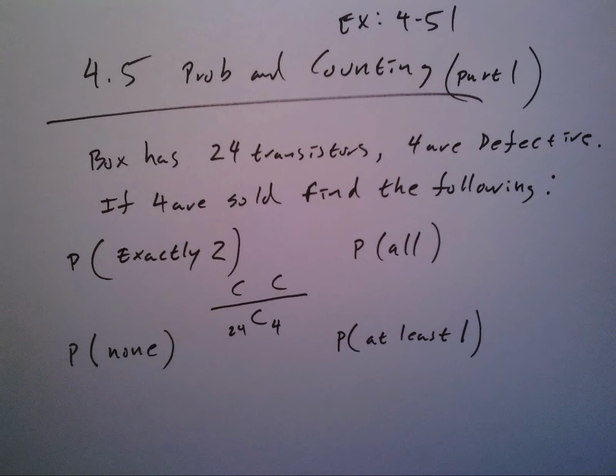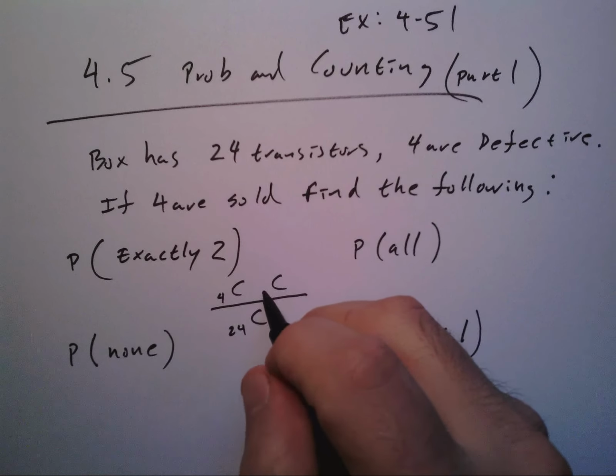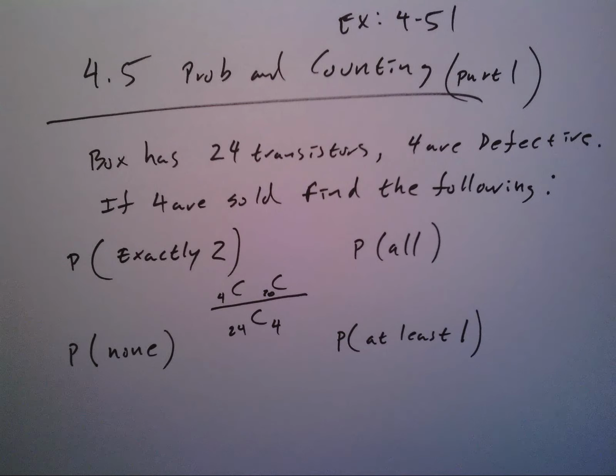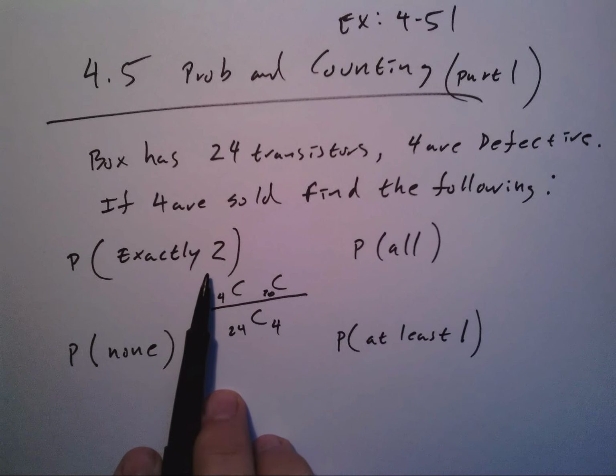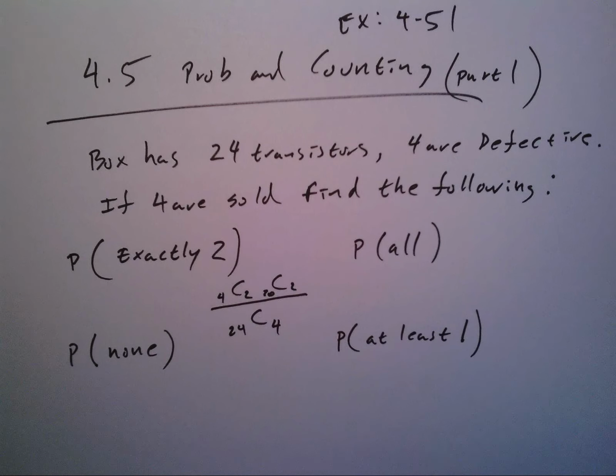Now, anytime we're doing a hypergeometric, we are splitting our group into 2 possibilities, and for some advanced problems, 3 or 4 different counts. But on this one, we have the 4 bad transistors and the 20 good transistors. Now, if exactly 2 of them are defective, then I'm picking 2 that are defective and 2 that are not defective. See how that works out? The bottom is choosing 4 out of the 24 total, but then we have to choose out of the 4 bad ones and the 20 good ones, 2 of each.